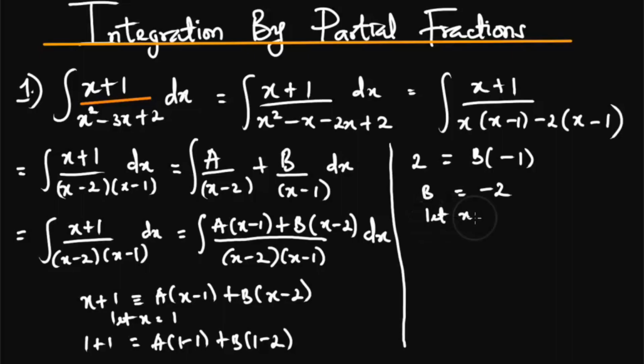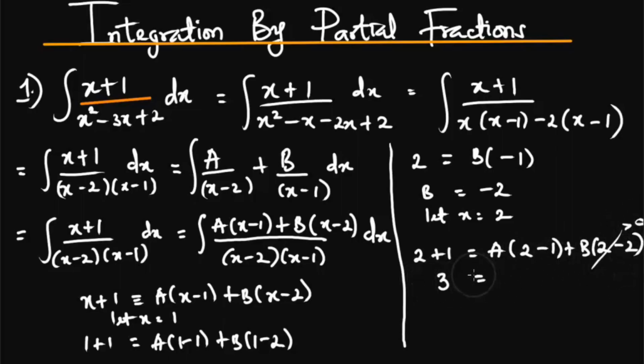And if we let x equal 2, substituting 2 into the equation, we have 2 plus 1 equals A into bracket 2 minus 1 plus B into bracket 2 minus 2. This becomes 3 equals, and this becomes 0, and this becomes A into 2 minus 1, which is 1, so A equals 3. So we got A and we got B. Now we're going to substitute it back into this equation right here.